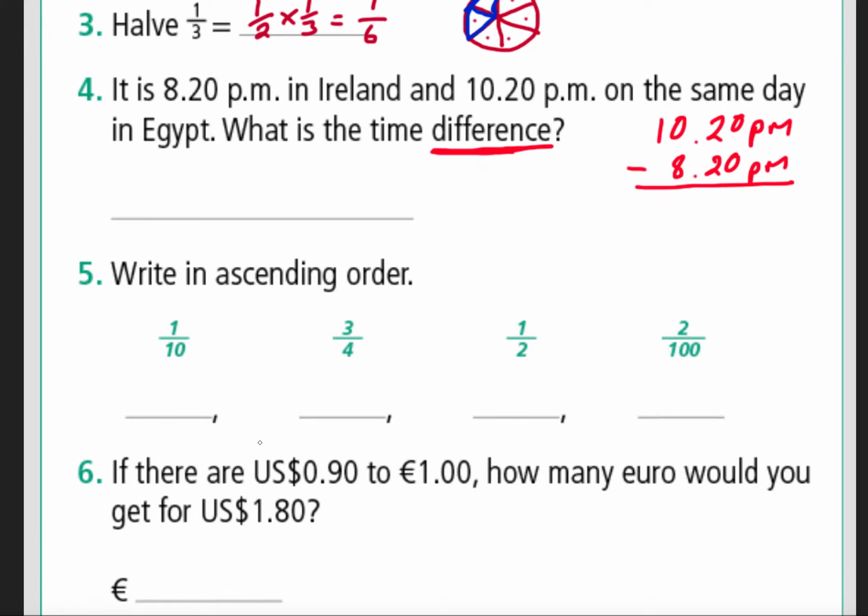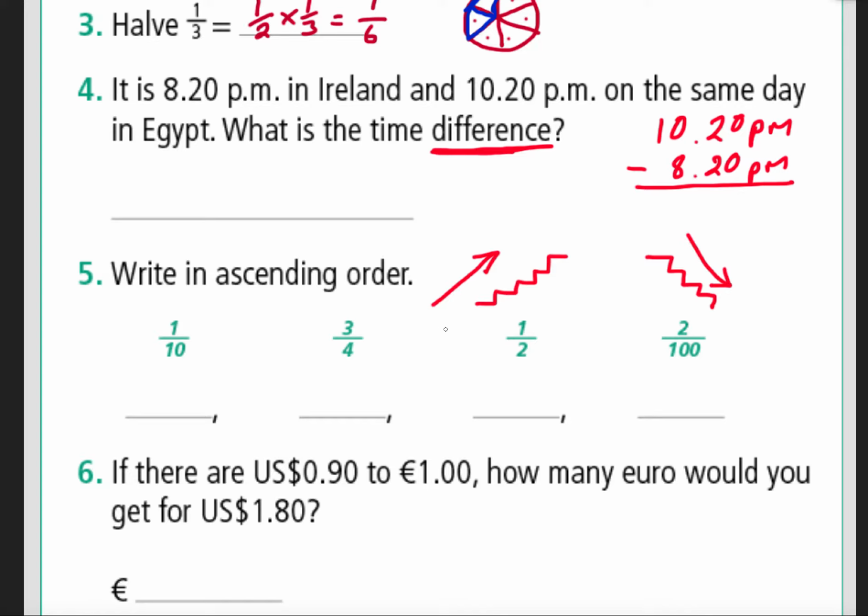Number 5, we have to write these in ascending order. Now ascending is going up. Okay, if this was a stairs and you were told to ascend the stairs, you'd be walking up, and if you were told to descend the stairs, you would be going down.